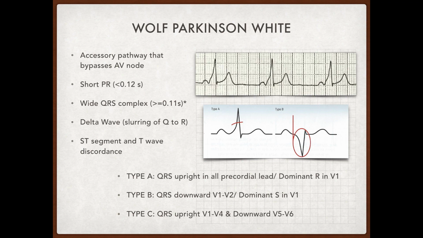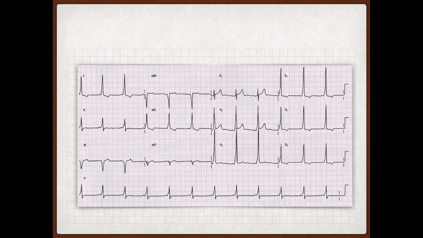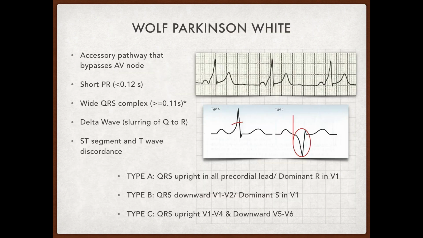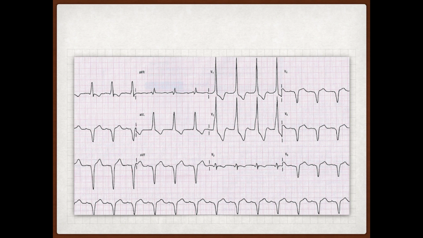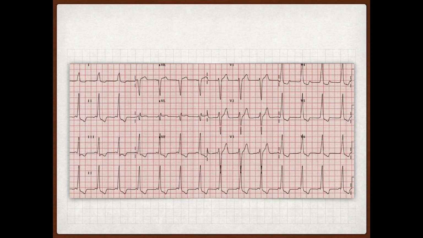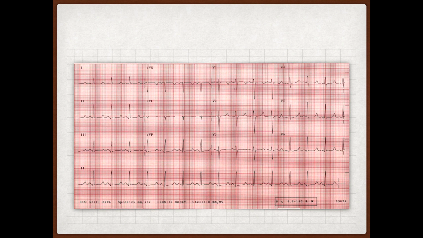So if you look at this one, this is a type what? It's a type A, because all your precordials are up. What about this one? So this would be a C, because it's up in V1 through V3, and then down in V5, V6. And then this one, the only one that's left, it's type B. It's downward in V1, V2.